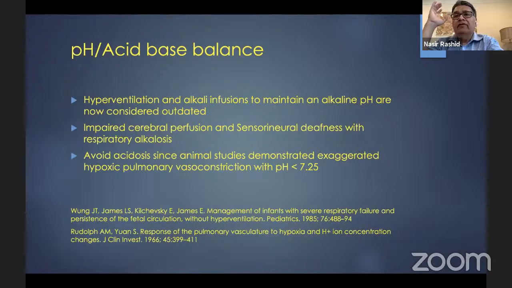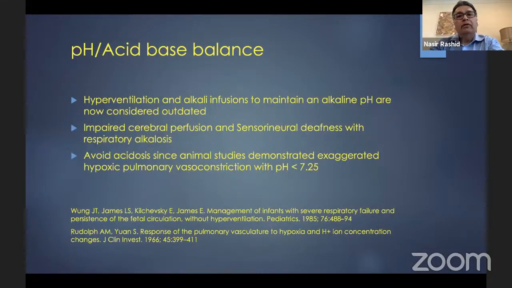Again, the original way of managing PPHN, where you want to maintain the pH and the acid-base balance at a certain level, has changed in the last 20 years. We do not do hyperventilation. We do not do alkaline infusion. It used to be done as a primary mode of therapy back in 2000, now no more commonly. Because what happens is that when you do the hyperventilation, you decrease the CO2 level to the point that it actually decreases the cerebral perfusion, and it can lead to sensorineural deafness.